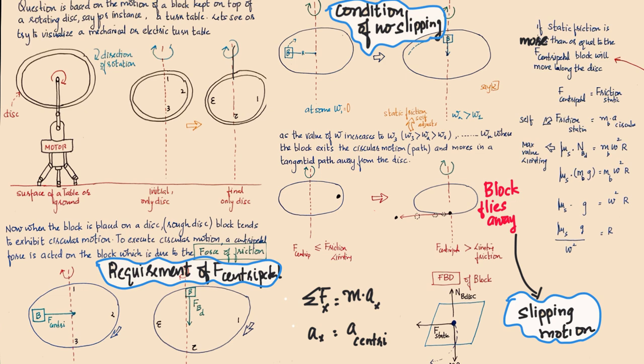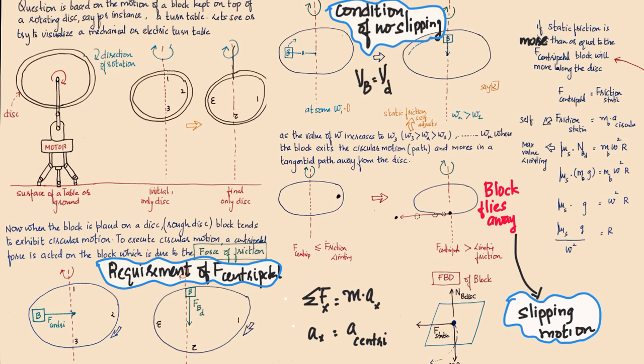Now, if this beaker has to execute circular motion, there is a requirement of centripetal force. And this centripetal force, which will rotate this beaker along with the disc, is offered by the static friction between the beaker and the disc, which is acting towards the center. What is the condition of no slipping? Condition of no slipping means that there is no relative motion between the beaker and the disc. Or in other words, velocity of the beaker should be equal to velocity of the disc. Maybe let me just write it out. This condition of no slipping implies velocity of beaker should be equal to velocity of disc.